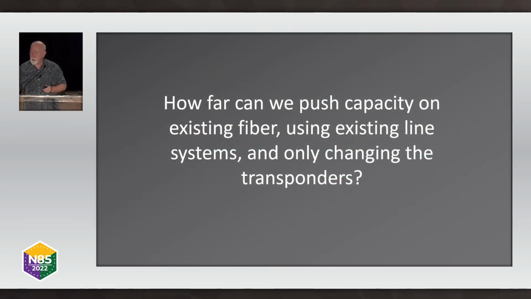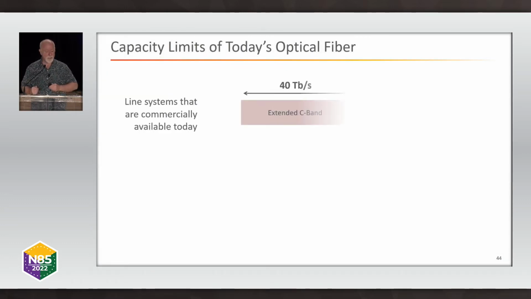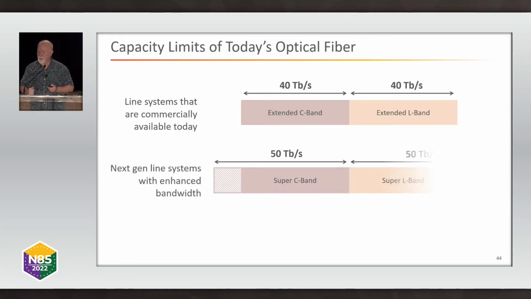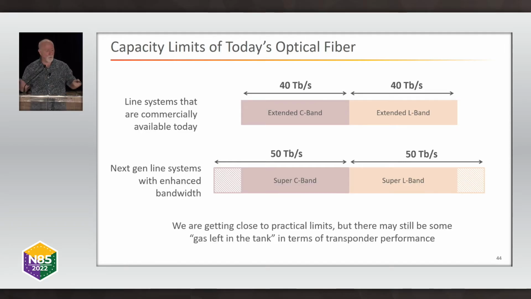So how far can we push capacity on existing fiber using existing line systems and only changing the transponders? Well, really, we're almost there. With line systems that are commercially available today, you're looking at about 40 terabits in the C band and 40 terabits in the L band. Moving to Super C and Super L will increase that by about 25% in each of the bands. So you've got 50 terabits in your Super C band, 50 terabits in your Super L band. Beyond that, we're getting closer and closer to the practical limits. But there is some gas left in the tank in terms of increasing the wavelength data rates.